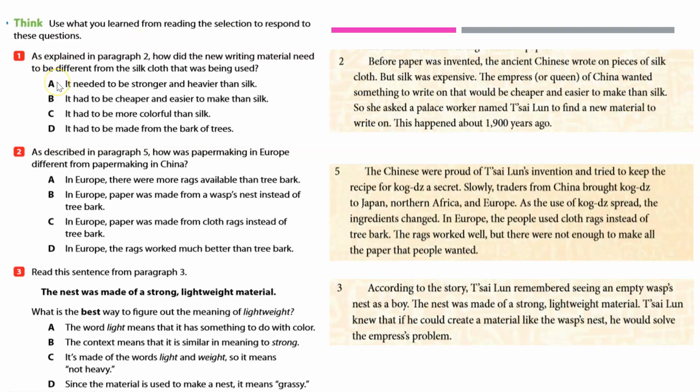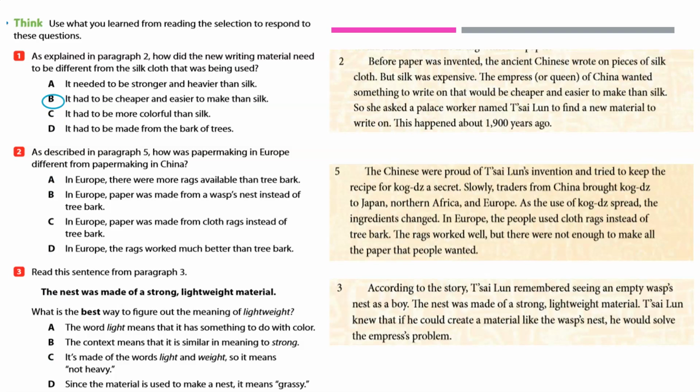Is it A, it needed to be stronger and heavier? That wasn't it. B, it had to be cheaper and easier to make than silk? That's a possibility. We saw that in the text. C, it had to be more colorful than silk. We didn't see that. And D, it had to be made from the bark of trees. No. So our best answer was B. Excellent. Let's go to paragraph 2.